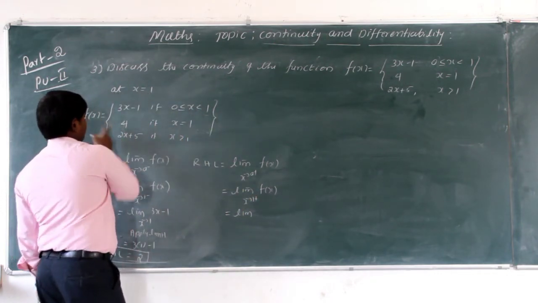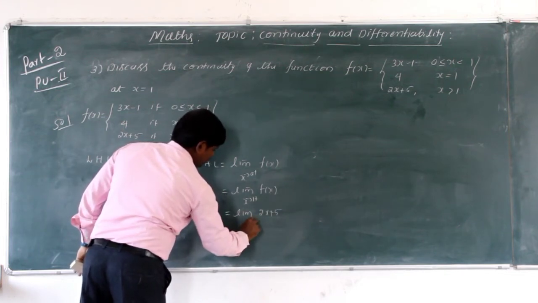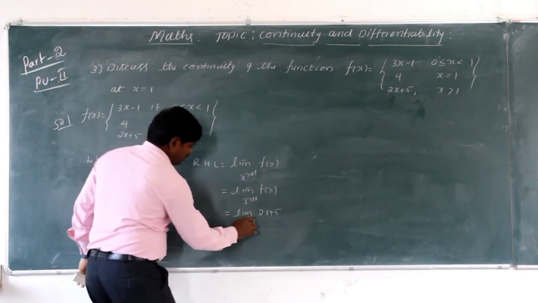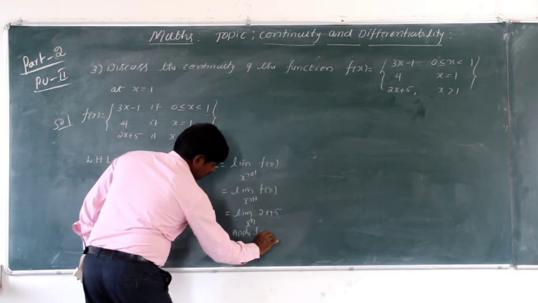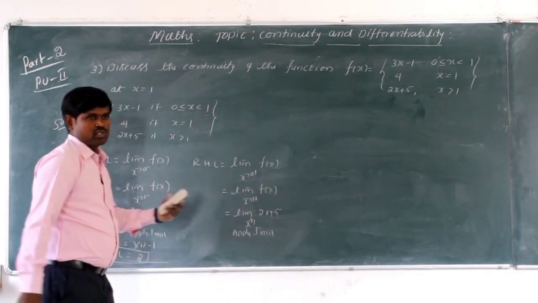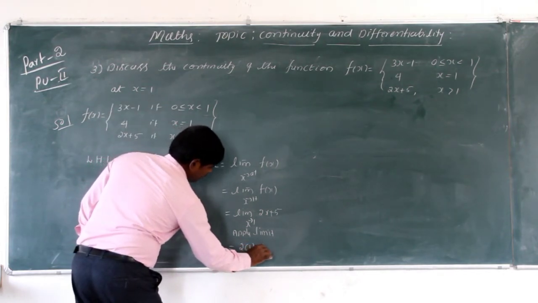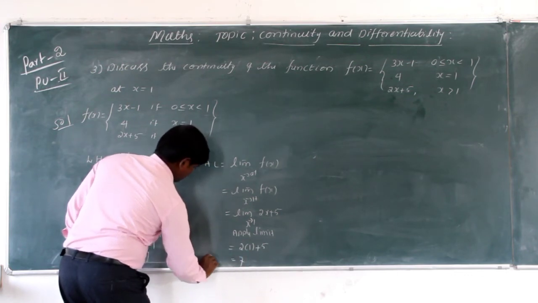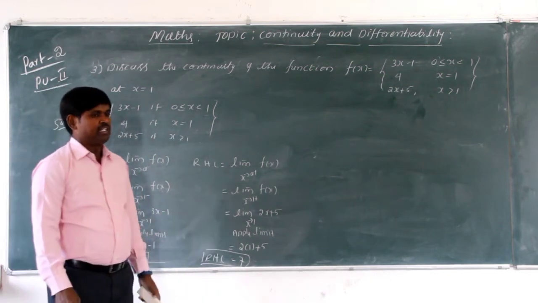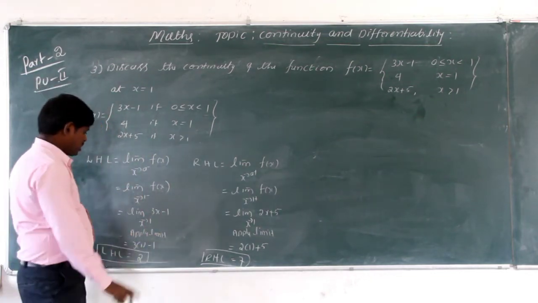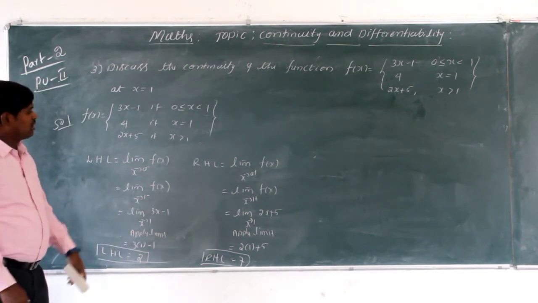So we take f of x as 2x plus 5, x tends to 1. Apply the limit. It is a polynomial function, so we directly apply the limit. This is equal to 2 into 1 plus 5, that is equal to 7. So the right hand limit is 7 and the left hand limit is 2. By these two we come to the conclusion that it is not continuous at x equal to 1.